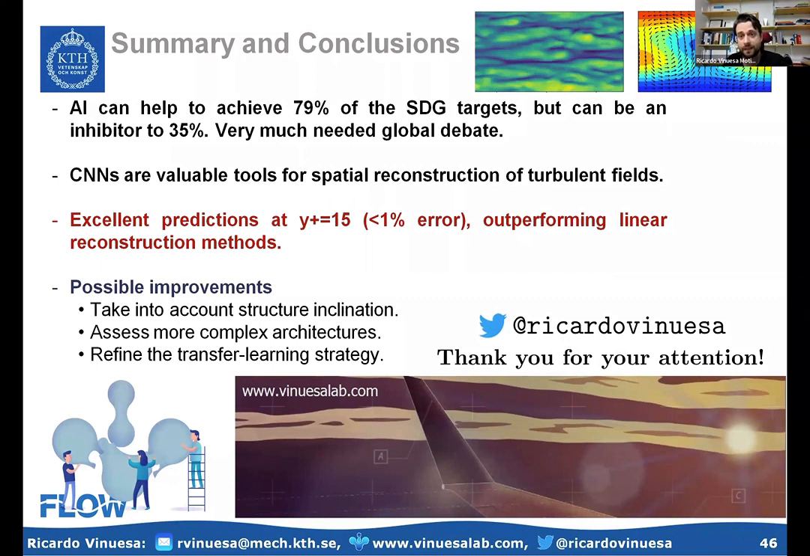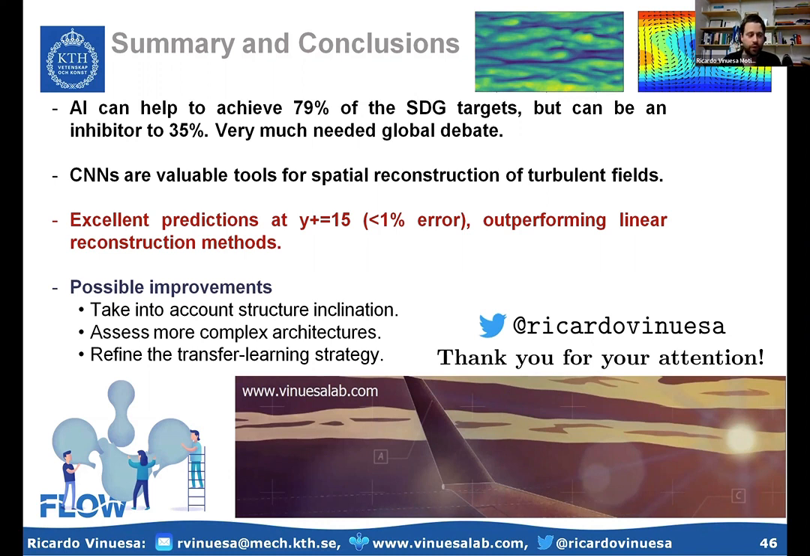79% of the SDG targets, but it can be an inhibitor for 35%. So it's a very much needed global debate to be able to harness all the positive potential of AI. CNNs are very useful tools for reconstructing turbulent fields and predicting turbulent fields. We actually have obtained excellent predictions, especially close to the wall.